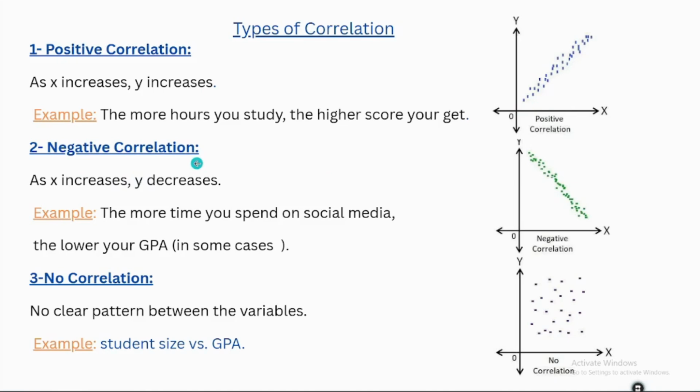Negative correlation. As x increases, y decreases. This is decreasing value. Example, the more time you spend on social media, the lower your GPA is. In some cases, of course. There is no relation, no clear pattern between the variables, like these dots or points. Example, shoe size with his GPA.